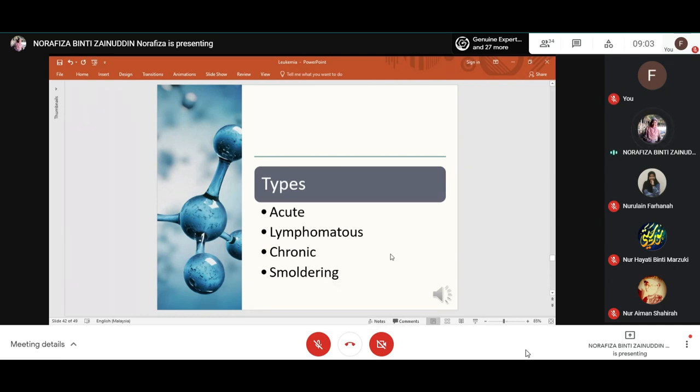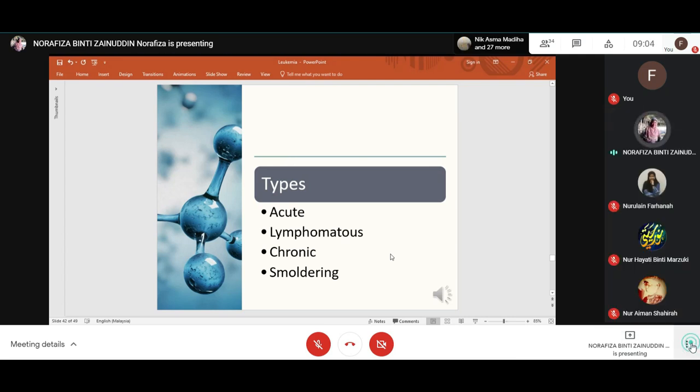So the next type is lymphomatous. This is also an aggressive type, found primarily in the lymph node. It will cause high white blood cell counts. There is also prominent lymphadenopathy. Most patients present with advanced stage, similar to the acute form. The chronic one is slow growing, so it can result in elevated lymphocytes in the end.